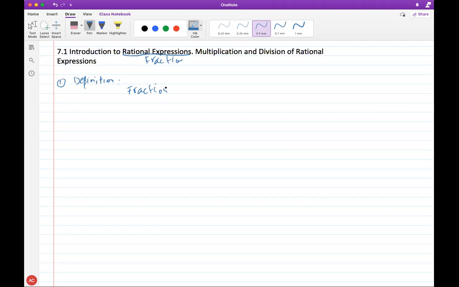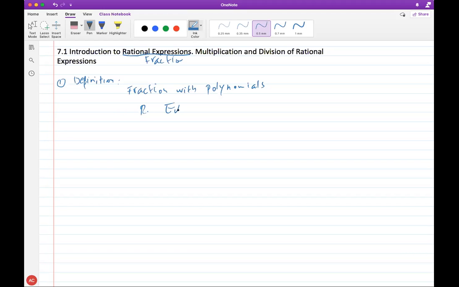So it's basically a fraction with basically polynomials. Okay, we saw what a polynomial is. It's just an algebraic expression with numbers and letters. Could be monomial, trinomial, binomial, and so on. So this is basically what a rational expression is, a fraction.